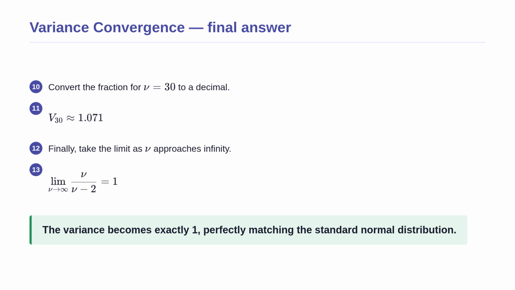Finally, if we take the limit as nu approaches infinity, the minus 2 in the denominator becomes completely insignificant. Nu divided by nu is exactly 1. As the degrees of freedom grows infinitely large, the variance becomes exactly 1. This perfectly matches the variance of the standard normal distribution, confirming our theoretical derivation with concrete numbers.